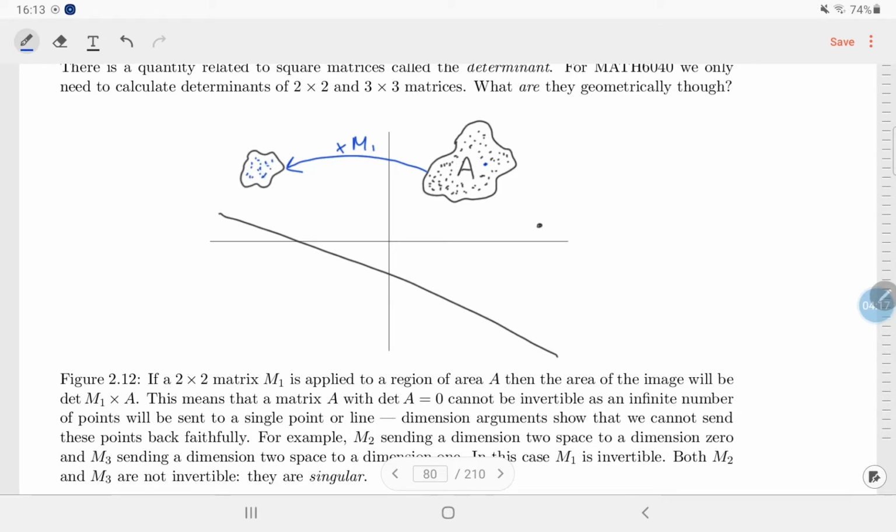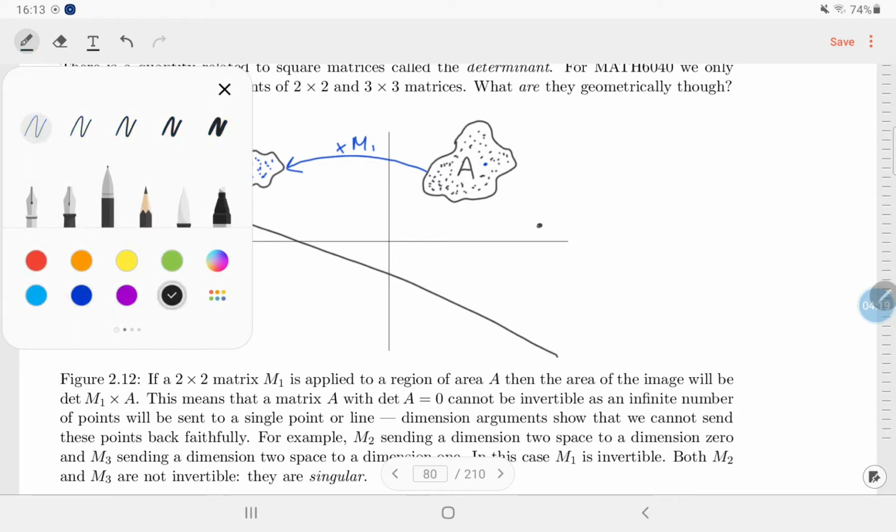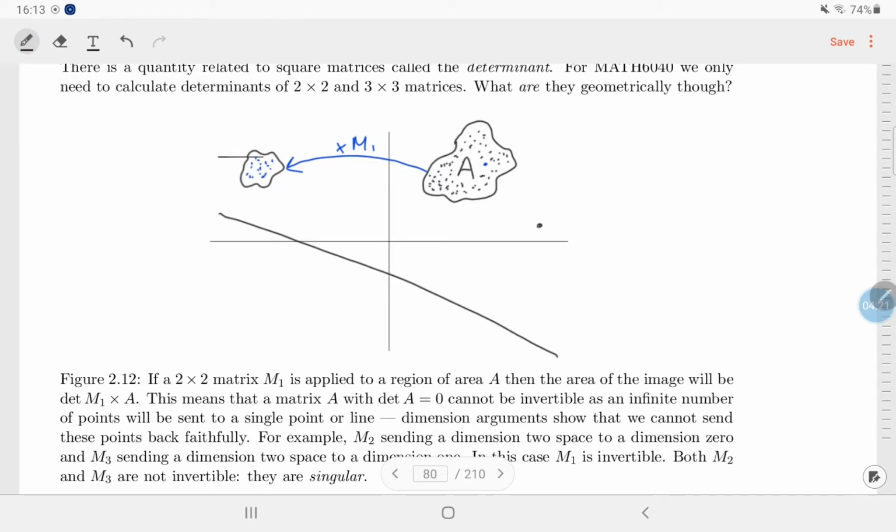Now, bar the few cheats that I'm talking about, the area of this new region will be the determinant of matrix 1 times the original area. So it's like a scale factor. If you take, maybe better to do that in blue, the area of this is A times the determinant of M1.